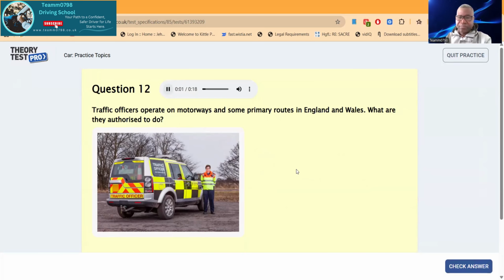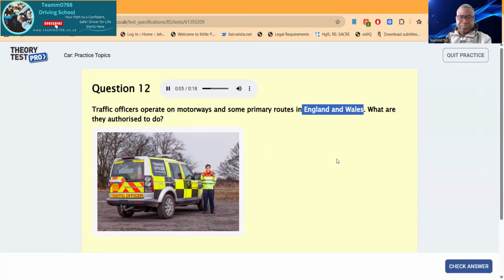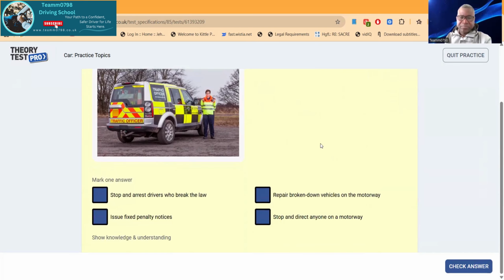Traffic officers operate on motorways and some primary routes in England and Wales. What are they authorized to do? Stop and arrest drivers who break the law. Repair broken down vehicles on the motorway. Issue fixed penalty notices. Stop and direct anyone on a motorway.